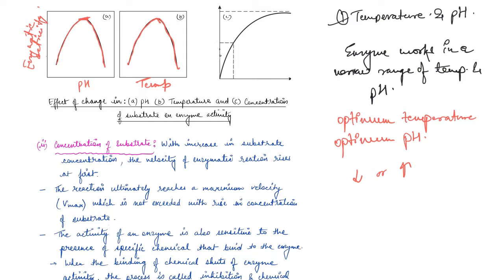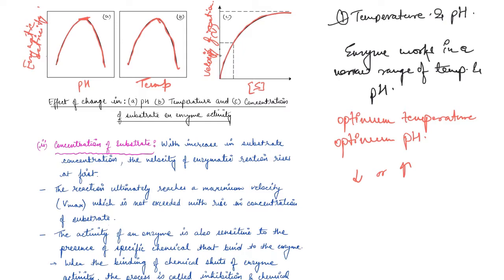So let's start off with concentration of substrate. Basically, guys, with increase in substrate concentration, the velocity of enzyme reaction rises at first. Here if you see, this is the substrate and this is the velocity of reaction, V. So what is happening is that till some time, with increase in substrate, the velocity of enzymatic reaction rises.